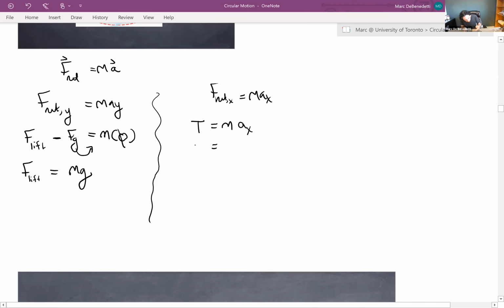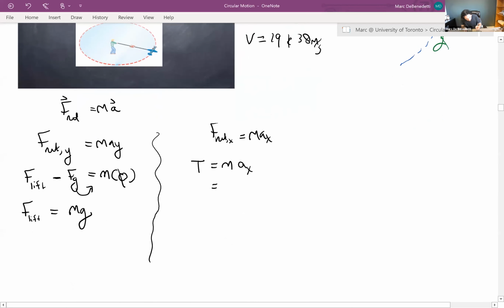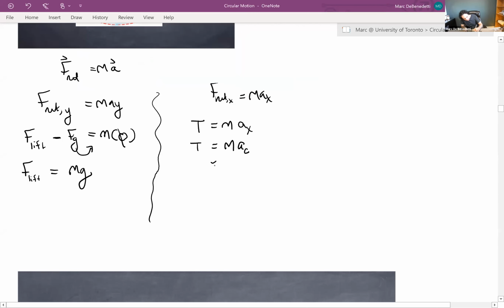Do we know tension? No, we're solving for tension. So sorry, we can't leave a as a. We have to replace it with something. We know that the acceleration isn't linear. It's actually centripetal acceleration, m a_c. This allows us to replace our variable a in terms of other variables that we might know. So we know a is in fact v squared over r.